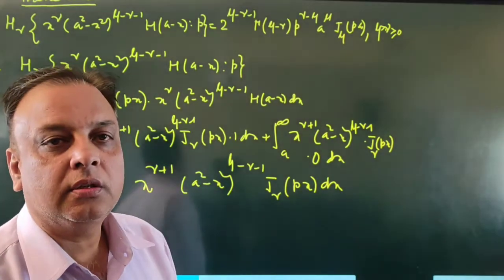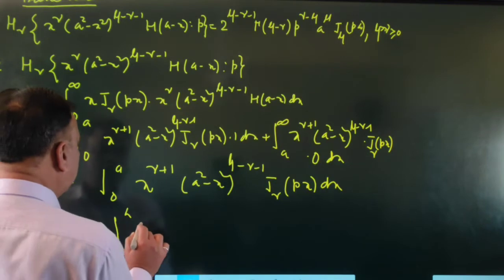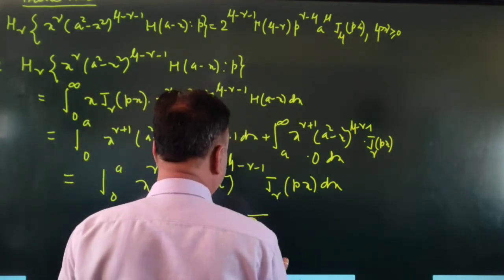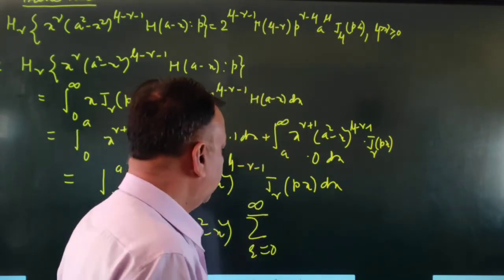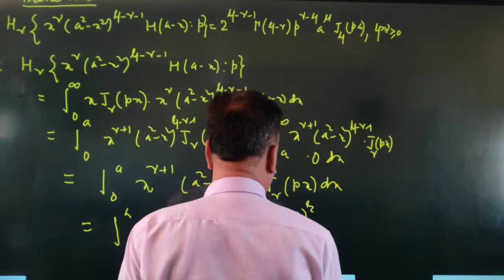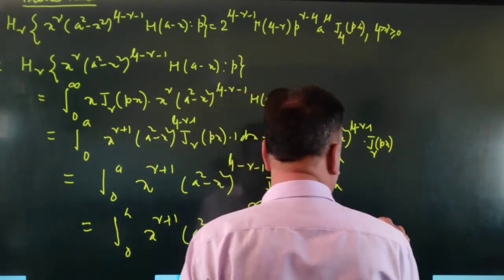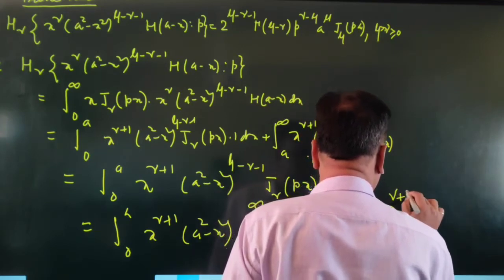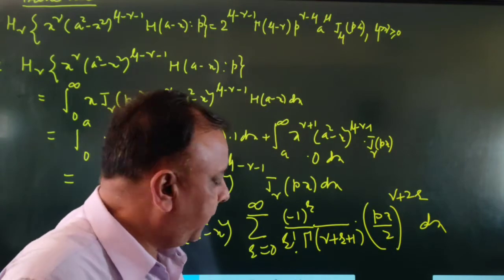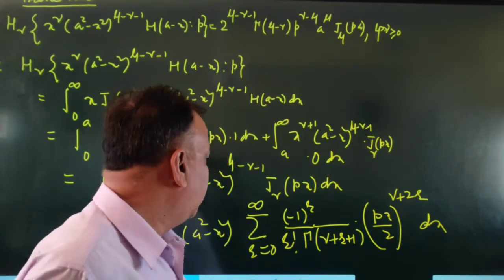By putting in the value of J nu(px), the Bessel function of order nu, we get the integral from 0 to a of x raised to nu plus 1, (a square minus x square) raised to mu minus nu minus 1, times the summation r equals 0 to infinity of minus 1 raised to r, over factorial r gamma of nu plus r plus 1, into (px by 2) raised to nu plus 2r, dx.